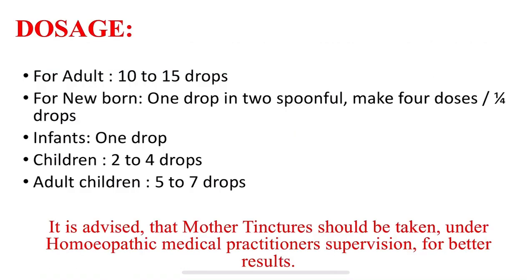Moving on to the dosage. What dosage is prescribed for what person? For adults, you have to use 10 to 15 drops of mother tincture. For a newborn baby, you have to take 2 spoonfuls in which 1 drop of mother tincture is used. Or you can take 1 drop of mother tincture, divide it into 4 doses, and give 1/4 drop each time. Because it's just a newborn baby and the medicine is already in crude form, you cannot use large amounts.